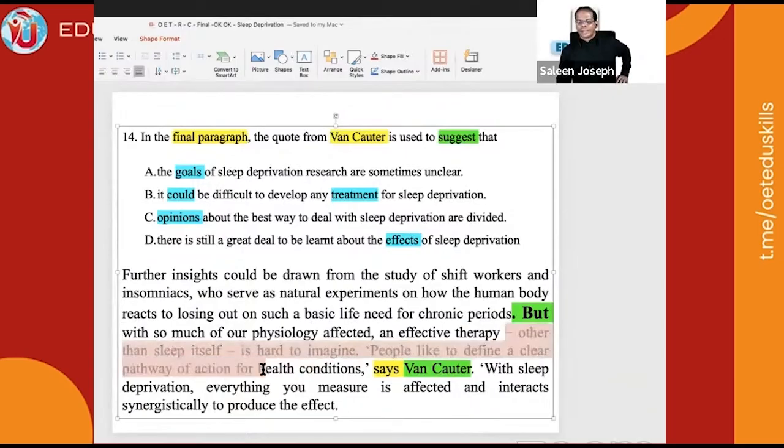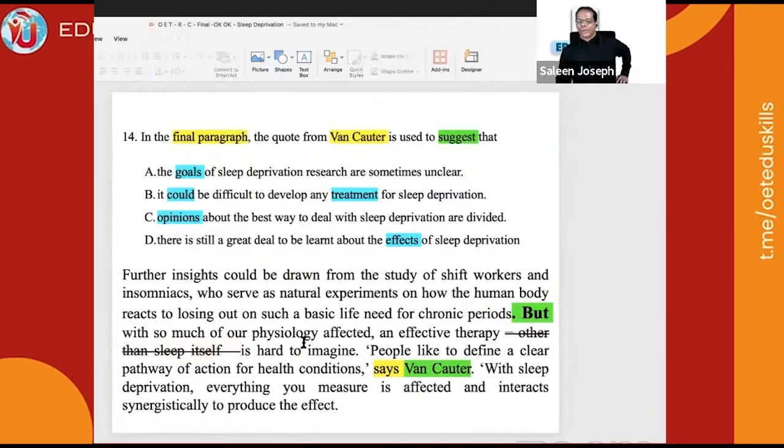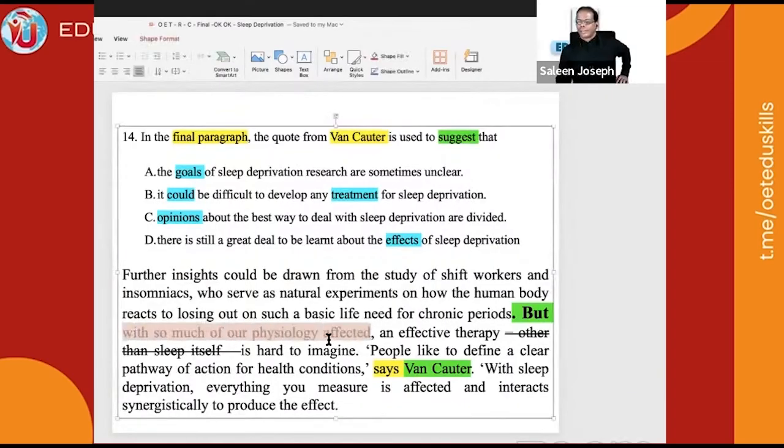If you don't understand, I said you can eliminate what is between hyphens and read. What does it mean? With so much of our physiology affected, an effective therapy is hard to imagine. After "but", if your strategy says after "but" there is an answer, this must be the answer. Is there a similar statement in the options?